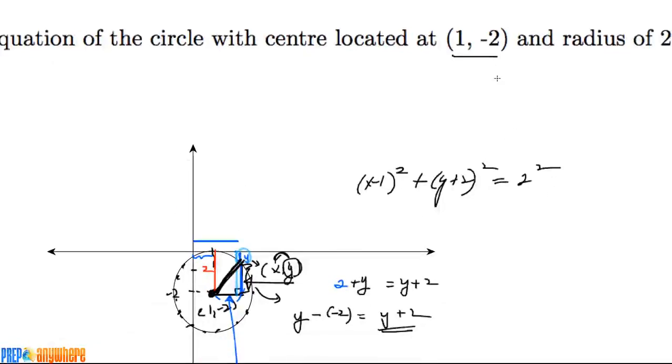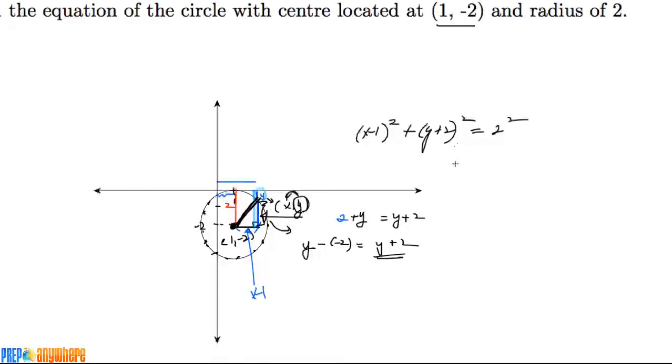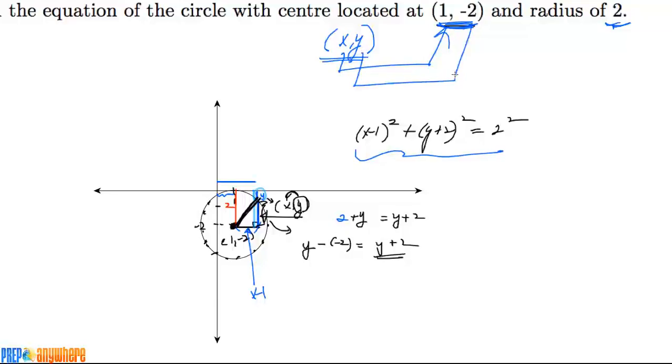Now that was really long for us to come up with an answer. Do you see any pattern by just looking at this and this with this equation? Here's my point on the circle. This is the center. Look. Isn't it this? Delta x, the difference between the x's, and the difference between the y's, y minus minus 2, y plus 2, is equal to the radius squared. That's how you get the equation of the circle.